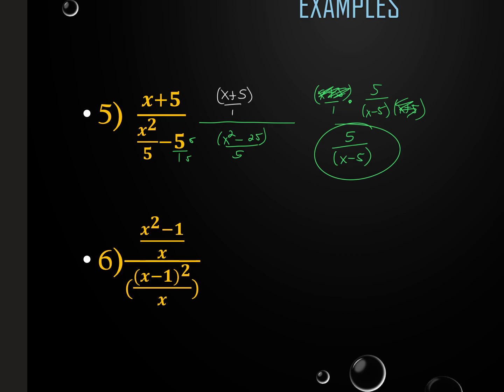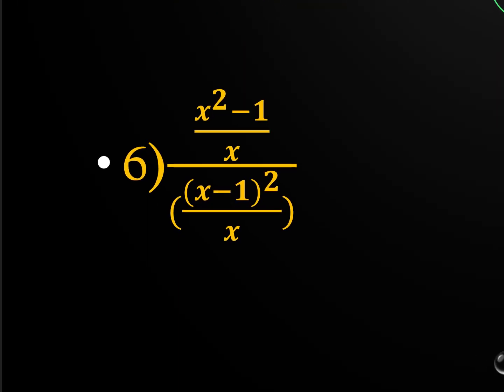All right, let's look at 6. Let's talk about 6. What do you guys notice about 6? Do I already have a simplified denominator in both of them? Okay, Luna says x squared minus 1. What is that going to factor out to be? x plus 1, x minus 1. Good. What does the bottom numerator say? x minus 1 squared. What does that mean? x minus 1 times x minus 1. It means there's two of them.